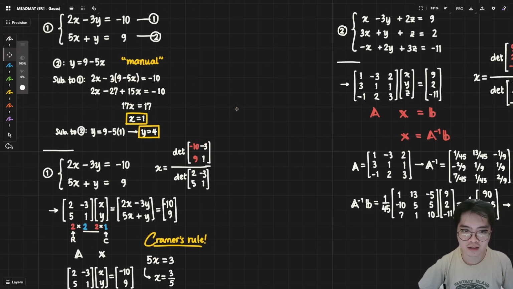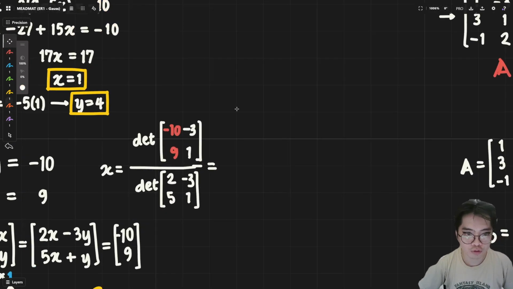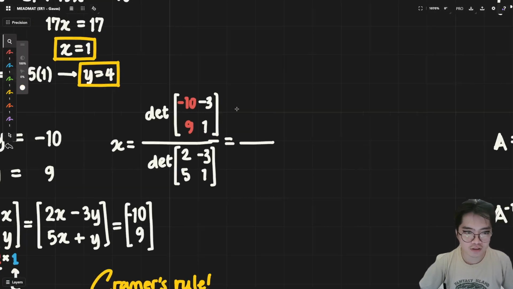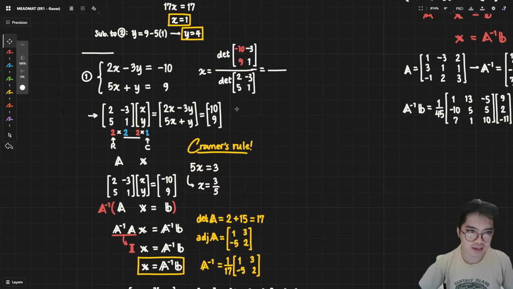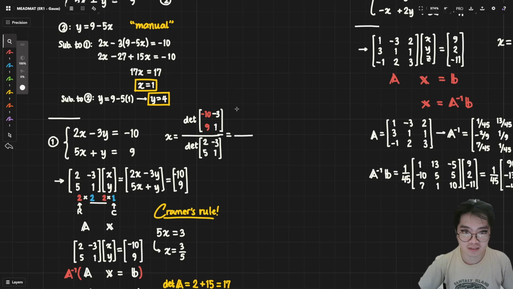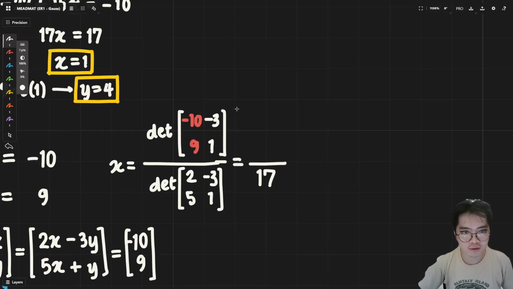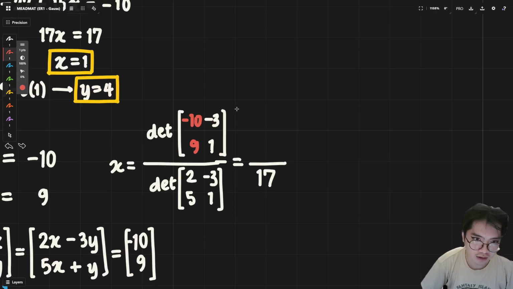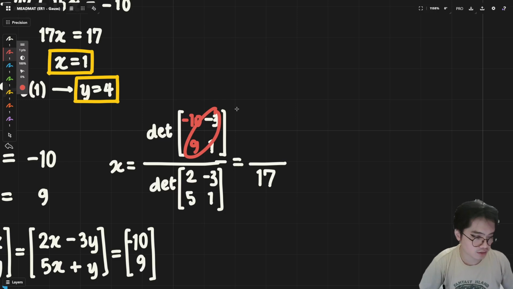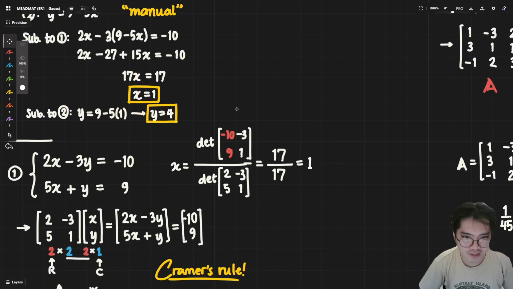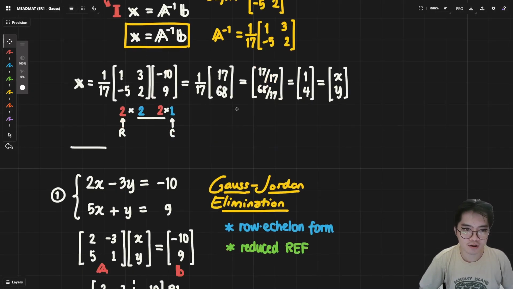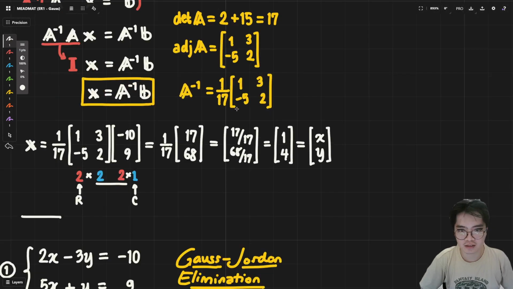So go ahead, if you want to do so, do it now, right? This thing, we know the determinant of A, of this original matrix, is 17, so I already know that. Now, 10 times negative 10 times 1 is negative 10. 9 times negative 3, negative 27. Negative 10 minus negative 27 is, surprise, surprise, 17. This is going to be 1, just like what we know from earlier. Where is that thing? This thing, right? There you go.